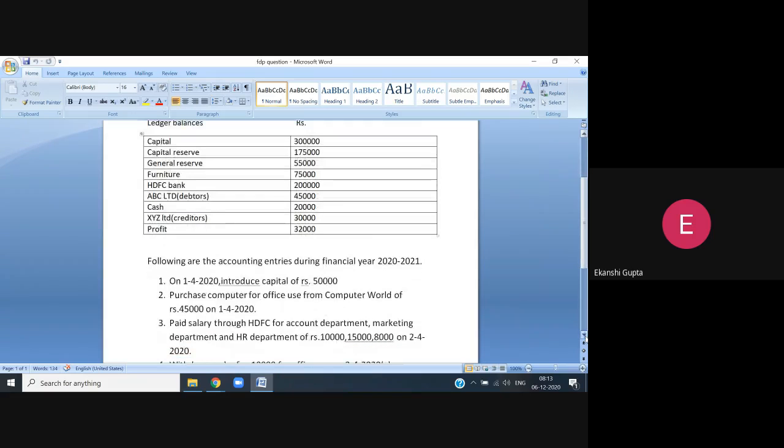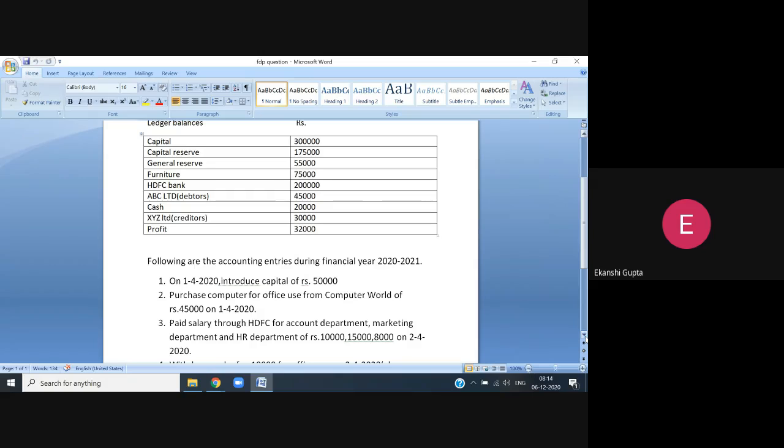So the ledger balances are capital account 3 lakh, capital reserve 1,75,000, General Reserve 55,000, Furniture 75,000, HDFC Bank 2 lakh, ABC Limited who are debtors 45,000, cash 20,000, XYZ Limited who are creditors 30,000, profit 32,000.